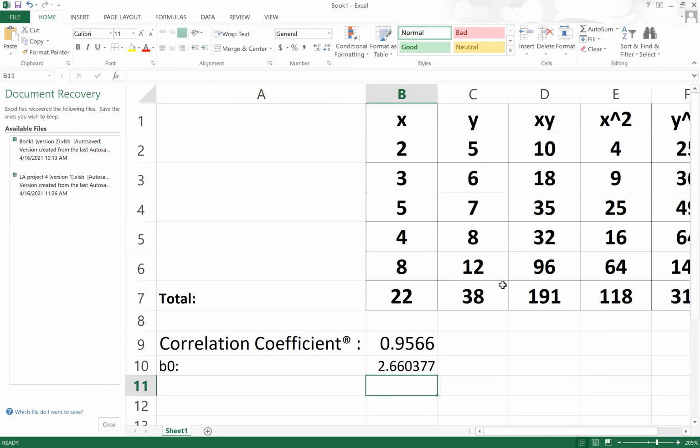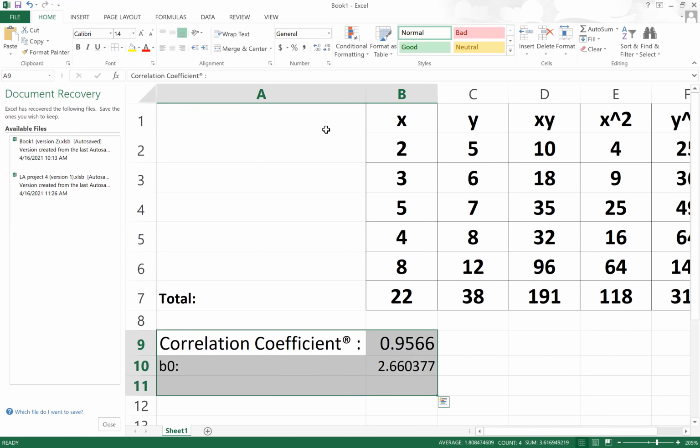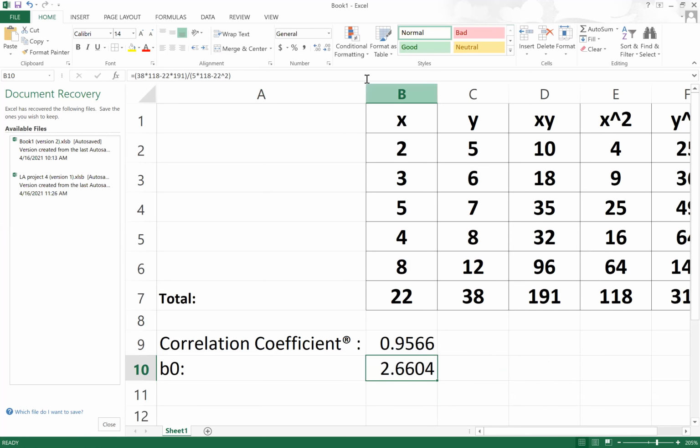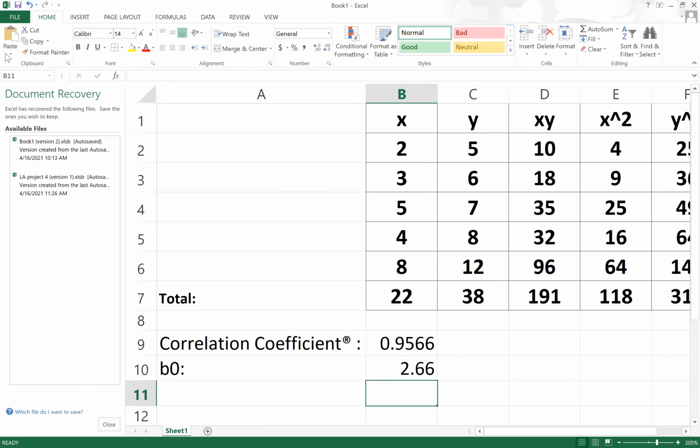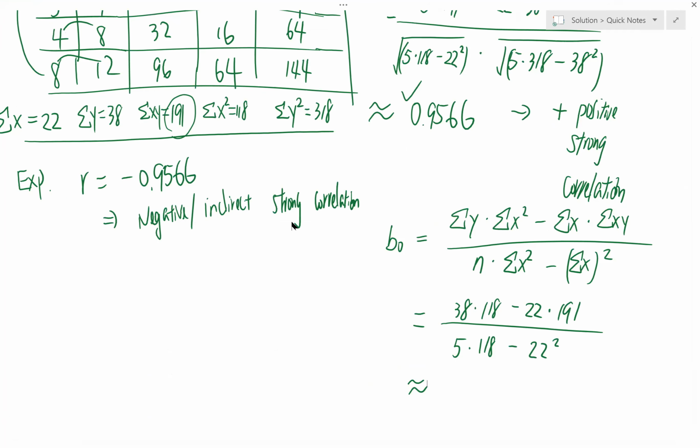So this result turned out to be 2.66. Probably make it slightly bigger, the same size as the other ones. Then we run down to 2 decimals. Okay, here you go. So that's B0, 2.66 once you hit enter. Now let's go back here. So we get a result for B0 of 2.66.